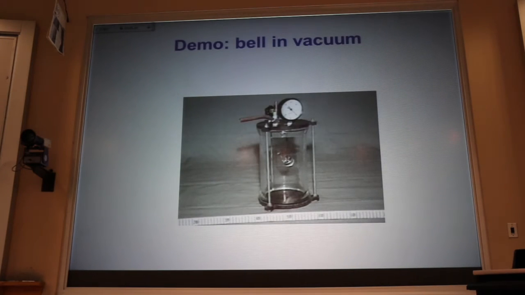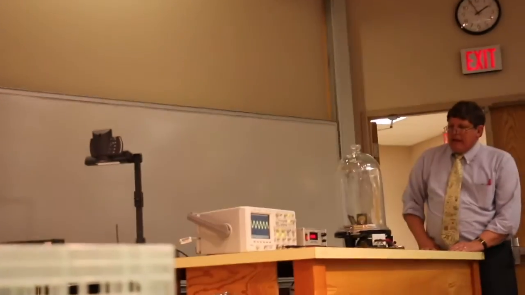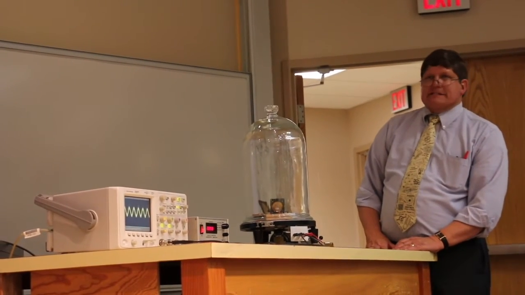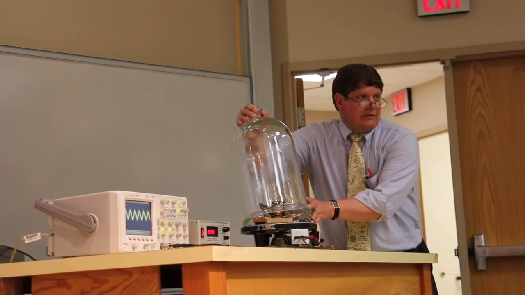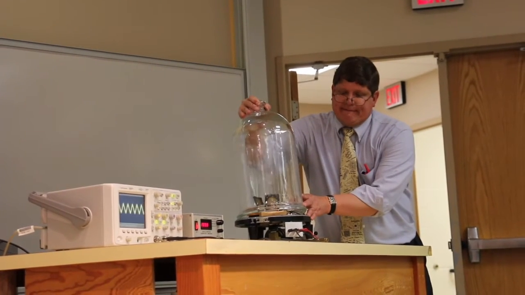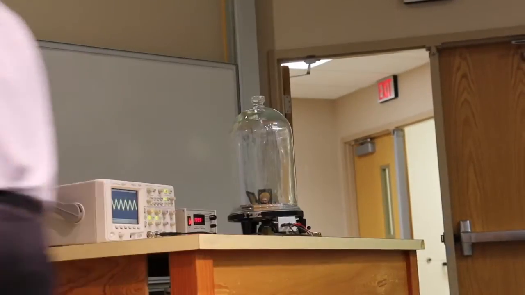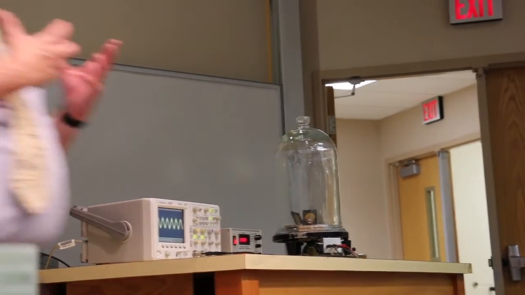Now, I have here a speaker, a bell, if you will, and also a microphone to pick up that sound. If I open the bell jar, can you hear it in front? Okay. Now, on the oscilloscope here, we are registering what's on the microphone. Essentially what sound is being picked up there.